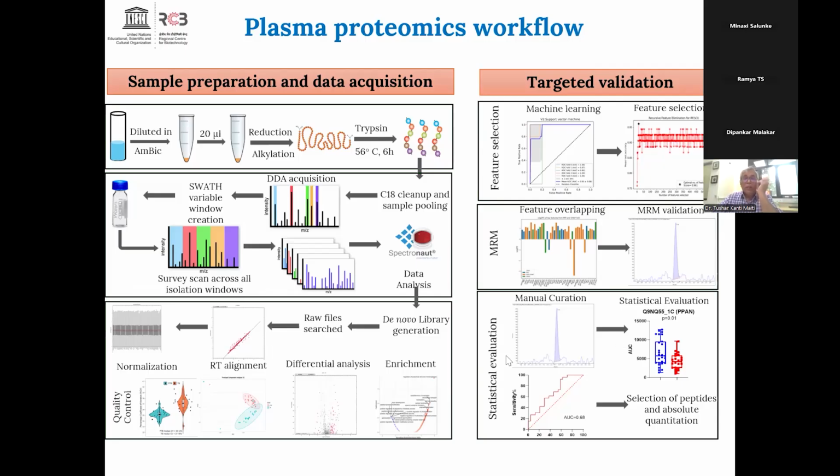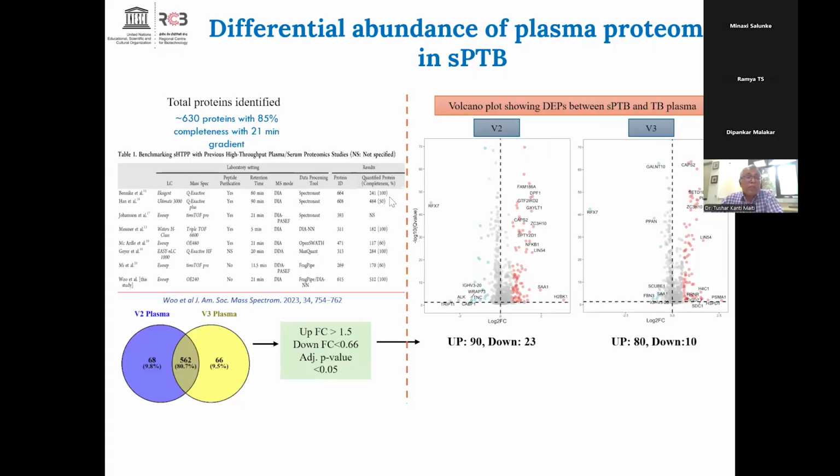If we see here, the total proteins we identified are approximately 630, and around 800 nanogram of protein is injected in the micro LC setup. So we identified 630 proteins with 85% completeness with a 21-minute gradient.